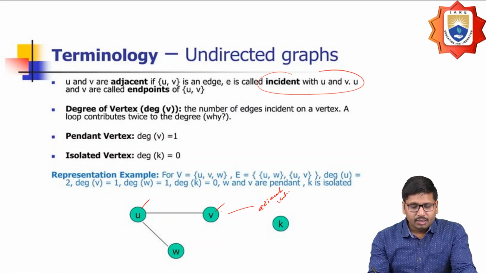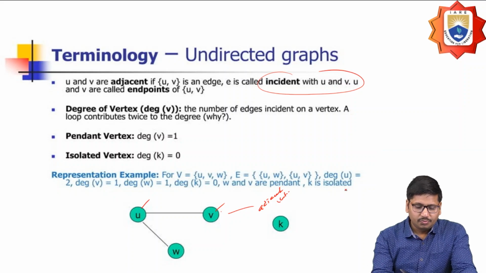And then the degree of a vertex. The degree of a vertex is nothing but the number of edges incident on the vertex. Suppose I construct this vertex, the number of edges that this vertex maintains is 2, so that's the degree of the vertex, 2, and this is also 1, and this one is 1.